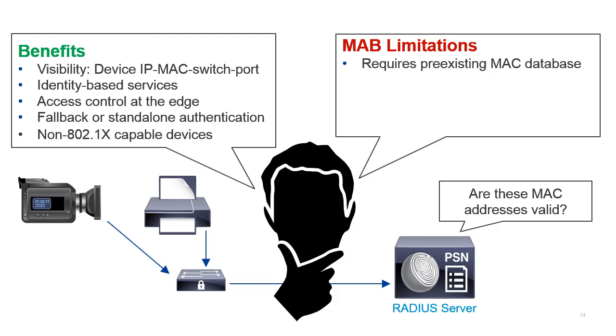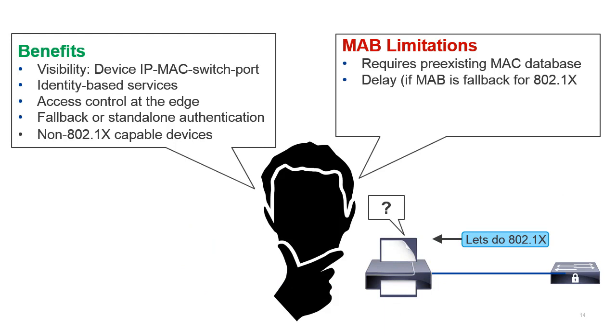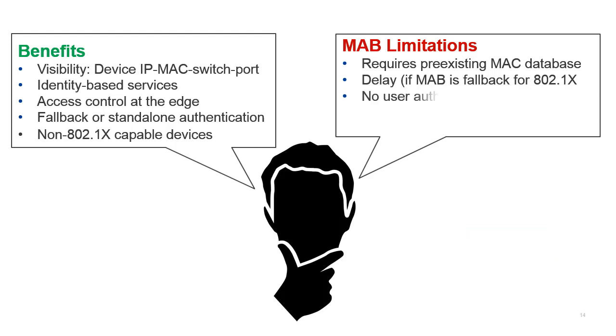And when used as an 802.1x fallback mechanism, there's delay. MAB waits for IEEE 802.1x to time out before validating the MAC address. These delays can negatively affect endpoint functionality, although mitigation techniques are available. Now remember, MAB only authenticates devices, not users. So different users logged into the same device will have the same network access. And finally, unlike 802.1x, MAB is a fairly weak authentication method and can be defeated by spoofing a valid device's MAC address.